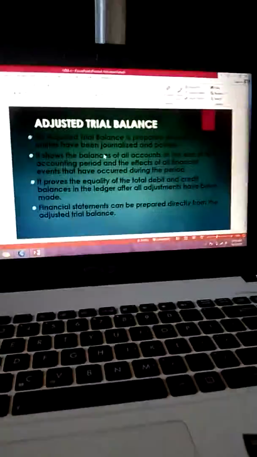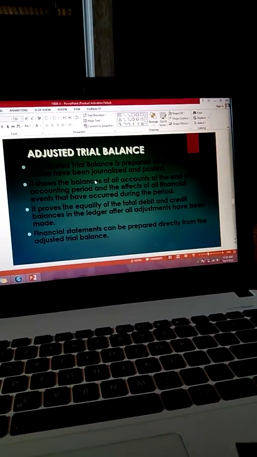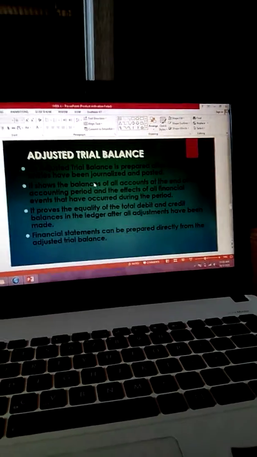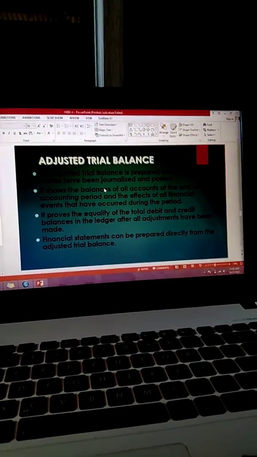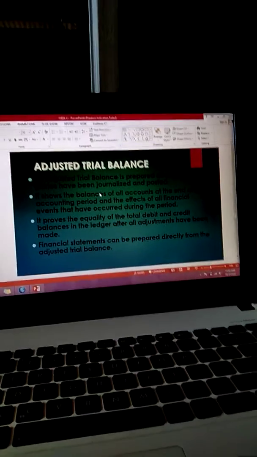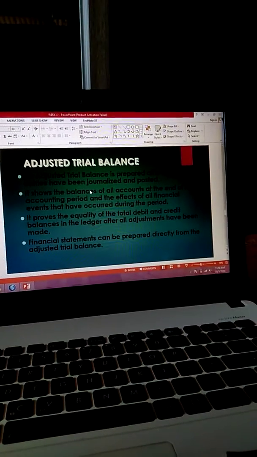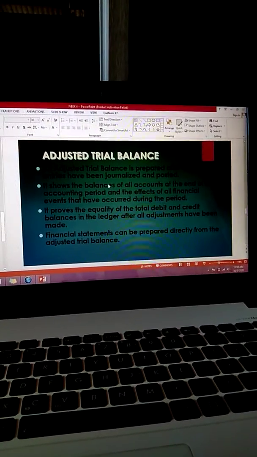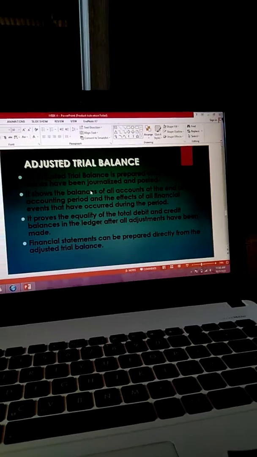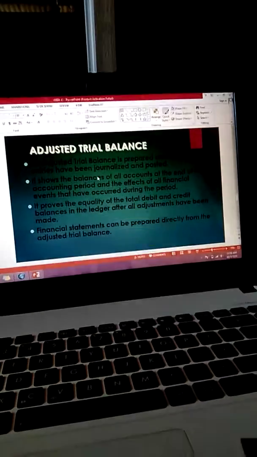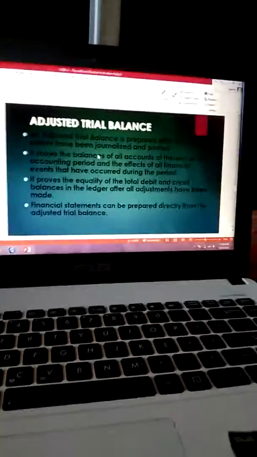Refer to your slide for the first point. An adjusted trial balance is prepared after all adjusting entries have been journalized and posted. Means you need to record the journal entry. But for your syllabus, I didn't teach you to record the journal for all of the adjustments. Just now you have already performed the services but you didn't receive the cash yet. For all receivables and everything, supposedly you need to record the journal, for everything that happened during the period. But for this chapter, I didn't include this because I think it's going to be a bit complicated for you to understand.